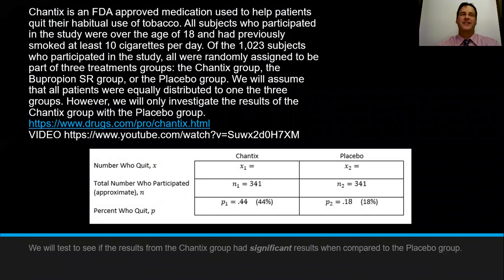All right, we're going to study Chantix. Chantix is an FDA-approved medication used to help patients quit their habitual use of tobacco. All subjects who participated in the study were over the age of 18 and had previously smoked at least 10 cigarettes per day. Of the 1,023 subjects who participated in the study, all were randomly assigned to be part of one of three treatment groups: the Chantix group, the Bupropion SR group, and the placebo group. We will assume that the patients were equally distributed to one of the three groups. However, we will only investigate the results of the Chantix group with the placebo group.